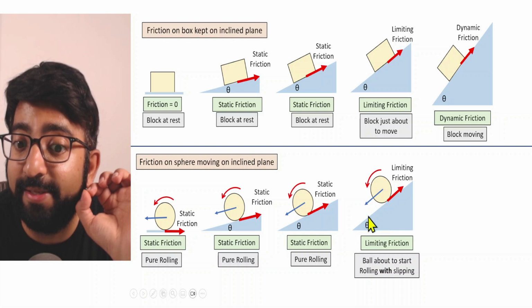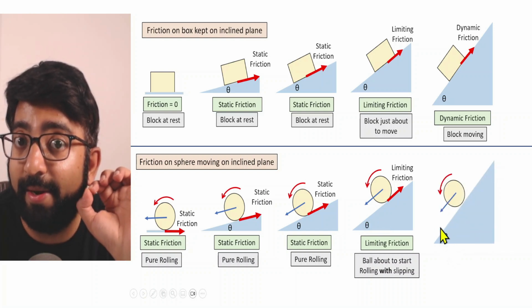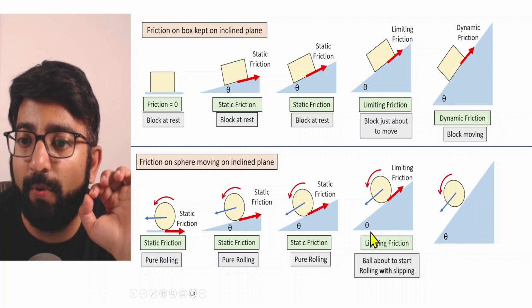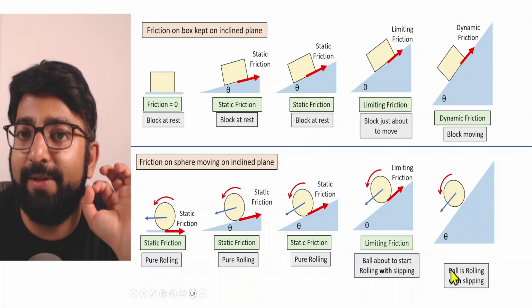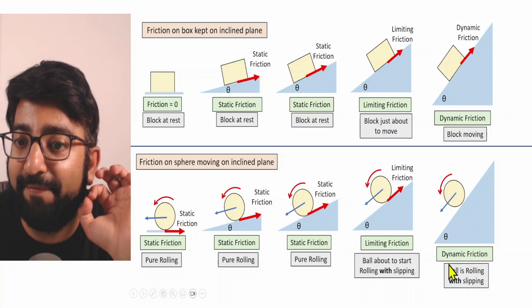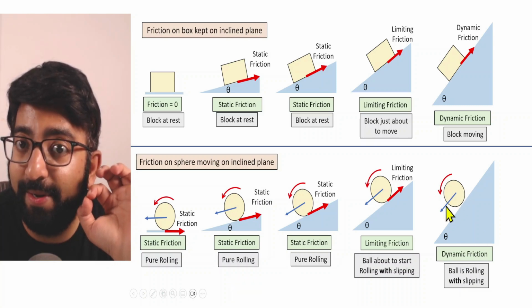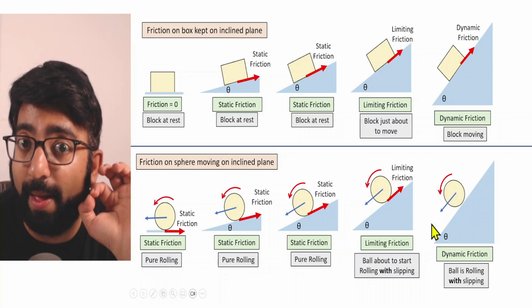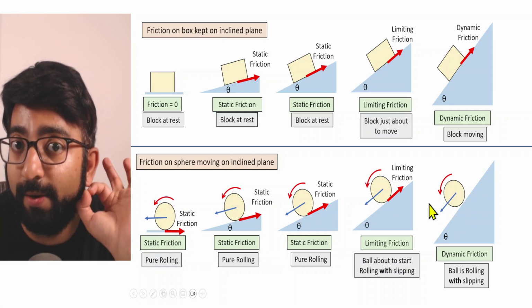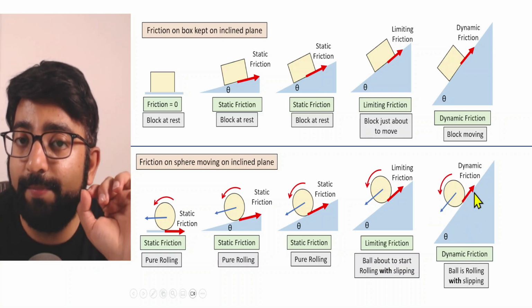Now, let's say if we increase the angle even further. So consider the last situation when the angle theta is greater than the angle of repose. In this case, definitely the ball is rolling with slipping. And since the ball is slipping, kinetic friction or dynamic friction will come into the picture. And the wheel in this case is forward slipping. So the slip of the wheel is in the downward direction, acting parallel to the incline. And friction will try to stop it. That is why the direction of dynamic friction, even in this case, is up the incline.